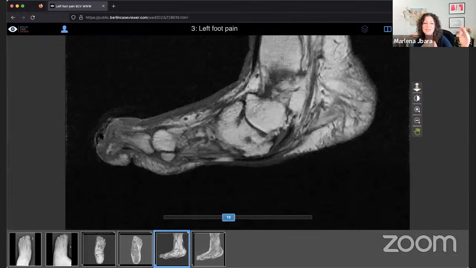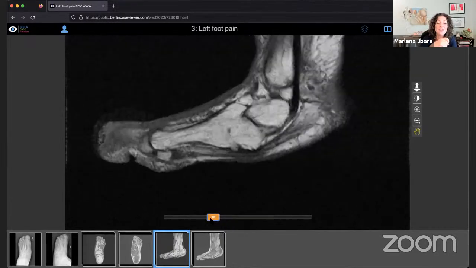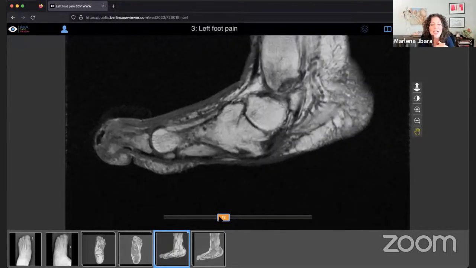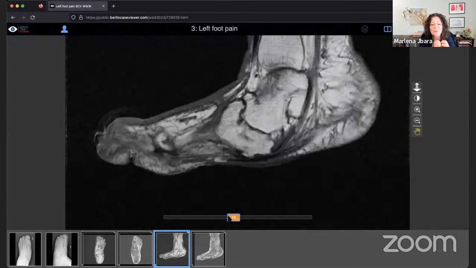And then as you go from the skin down, you're seeing infiltration of the soft tissues, which is all this intermediate signal, and then getting into the bone, more hypo-intense. And if you scroll medial to lateral, you're going to see that at the joint, the proximal phalangeal head has been replaced. That's a T1 marrow replacement.